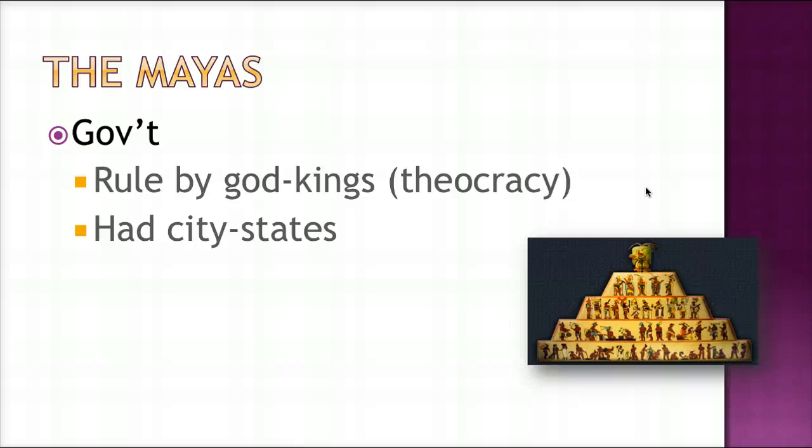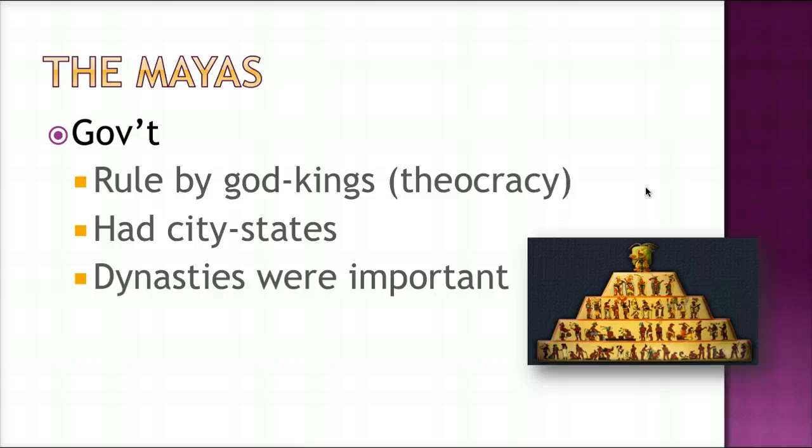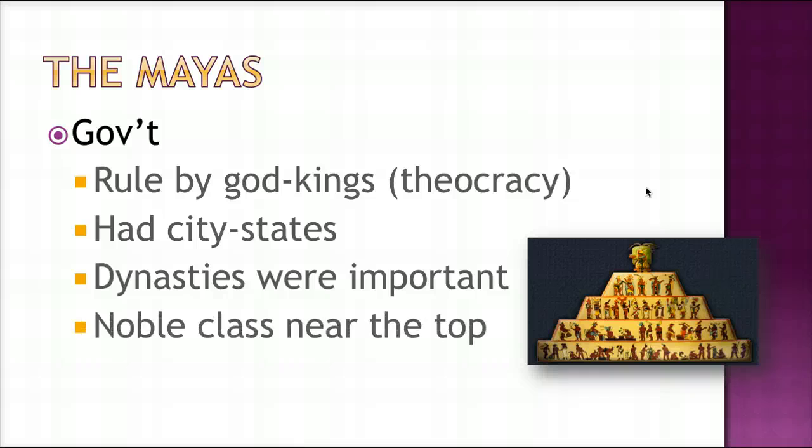That did not happen. We know that dynasties were important, meaning that fathers passed on their power to their sons, and their sons passed their power on to their sons, and so on and so forth. So we know they believed in dynasties, which means they didn't have elections, they didn't have democracy. And we know at the top there was definitely a rich noble class. Sometimes these were religious leaders as well, but there was a noble class near the top of their social pyramid.